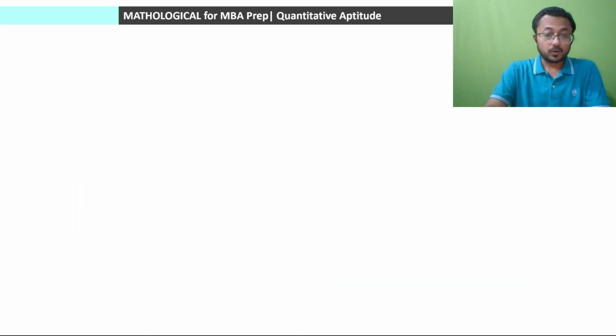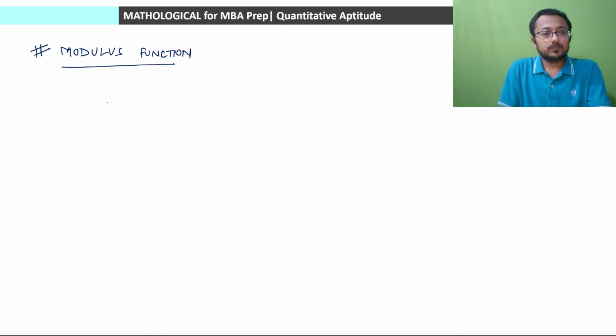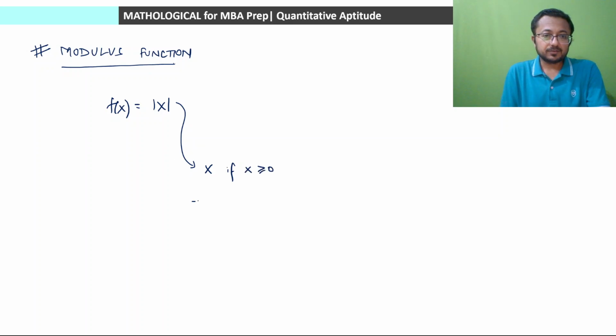So first of all, let us discuss the basic graph of the modulus function. If f of x is equal to mod of x, then by definition, mod of x is equal to x if x is greater than or equal to 0, and mod of x is equal to minus x if x is less than 0.